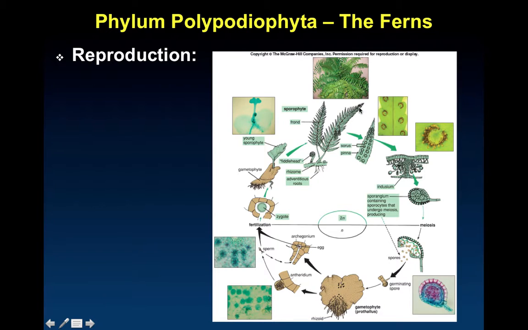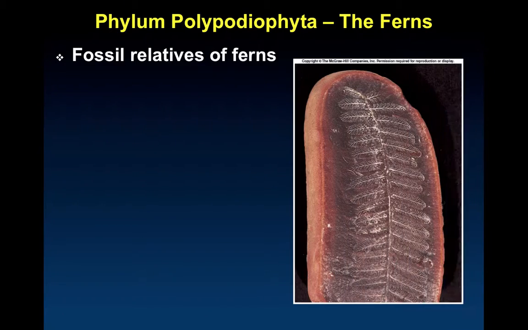When the fern grows up large enough, it forms sori again. They may or may not be covered by a big indusium. They undergo meiosis, and we start again. That's fern reproduction.